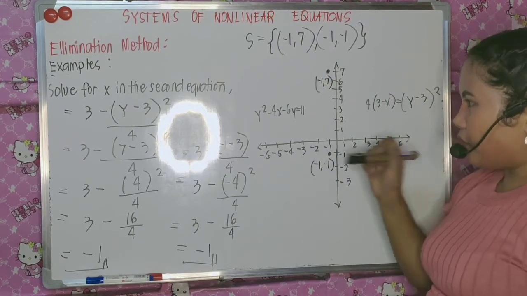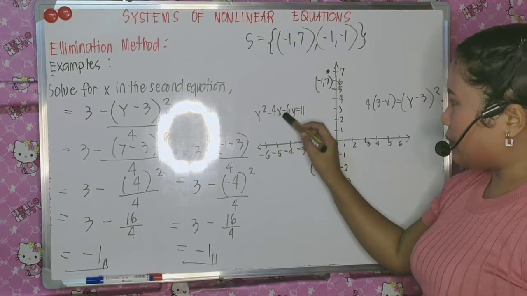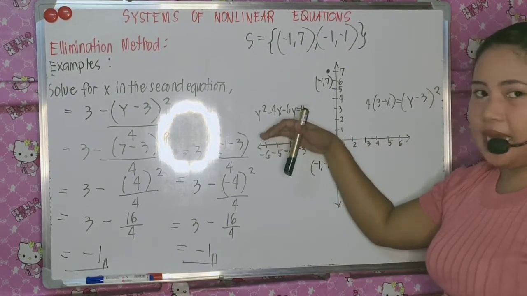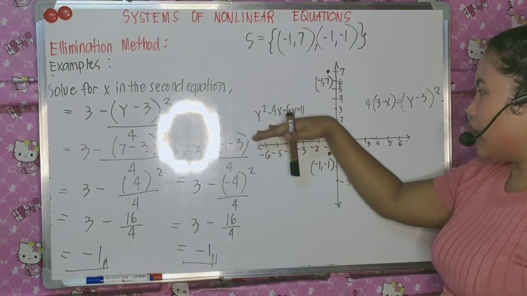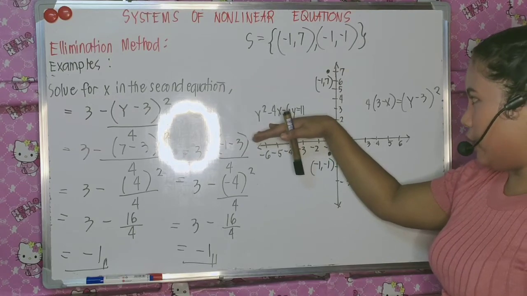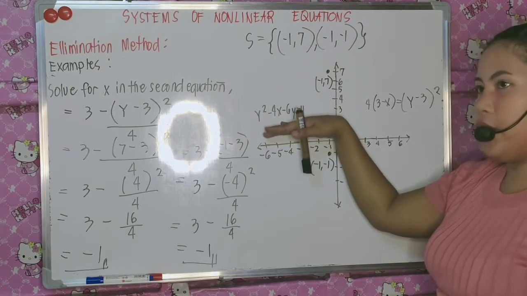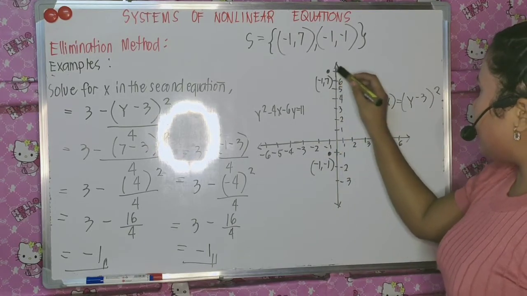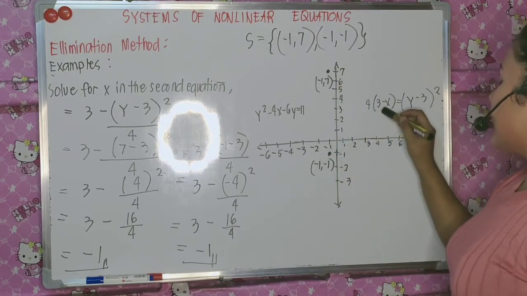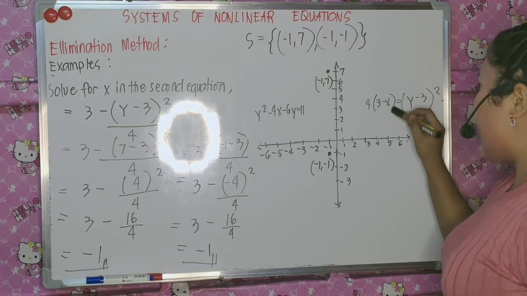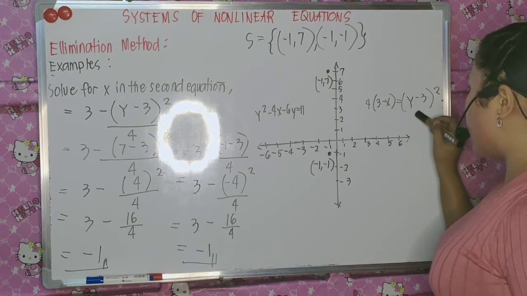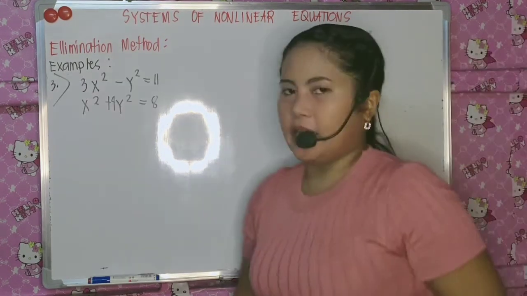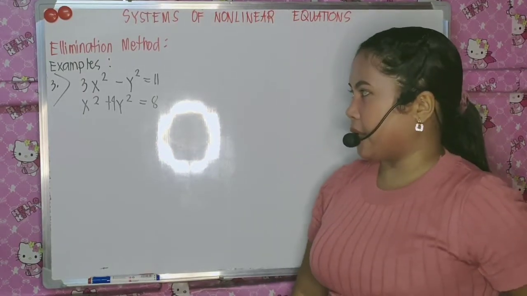Now, the graph for y squared minus 4x minus 6y equals 11 is dito sa left side. So, again, kung paano po siya malalaman kung bakit dito yung solution or yung graph. So, yung tinuro ko lang po kanina. Then, dito naman sa kabila is yung 4 times 3 minus x, quantity 3 minus x equals y minus 3 squared. Okay? Okay, so let's proceed to our example number 3.